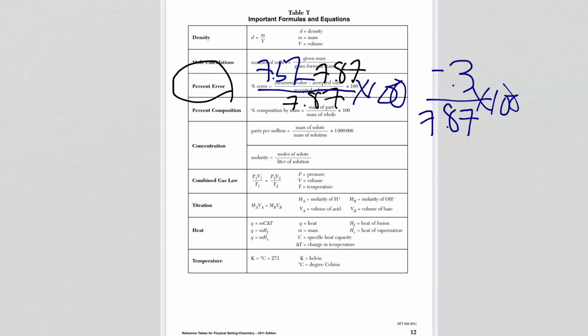I'm going to plug it into my calculator. I don't know about you. And of course, when I do, I got to find my calculator on my phone. It's 0.3 divided by 7.87 and then times 100. It's going to be a negative 3.8%.